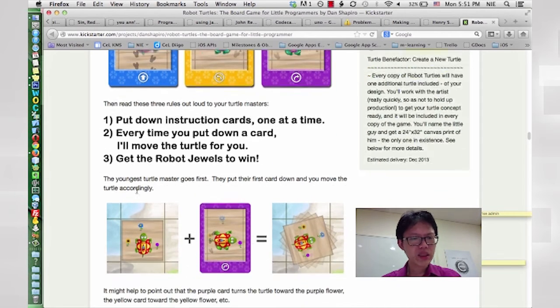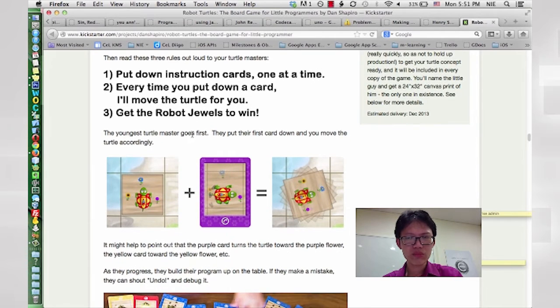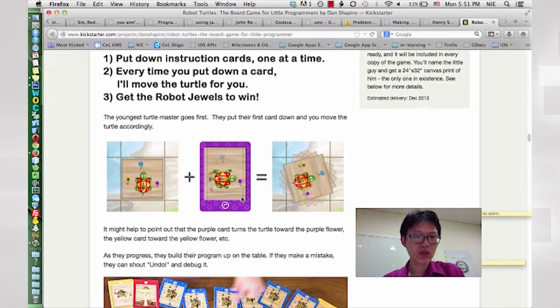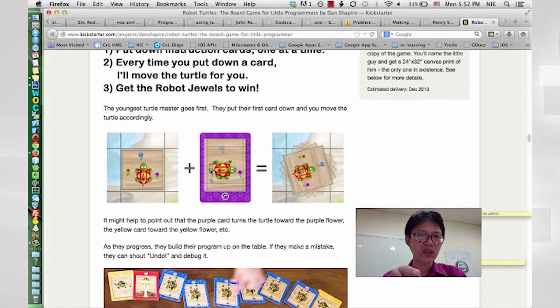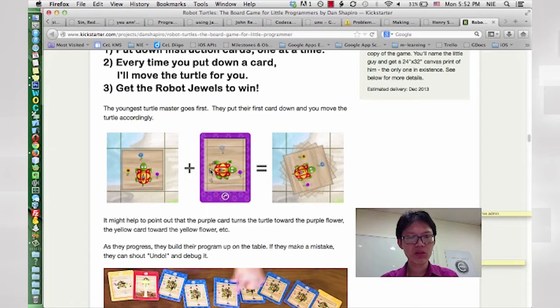So let's take a look at this. How do you teach programming? So simple. In the example, the youngest turtle master goes first, puts down a card and moves the turtle accordingly. So this is the instruction. You have a turtle here, and you give a card, and the card tells the turtle where to go, right or left, and so on. It's a bit like a parade commander saying, turn right, or forward, march, and so on and so forth. Essentially, you could say that the parade commander is programming the men. Likewise, the same principle applies in this game.